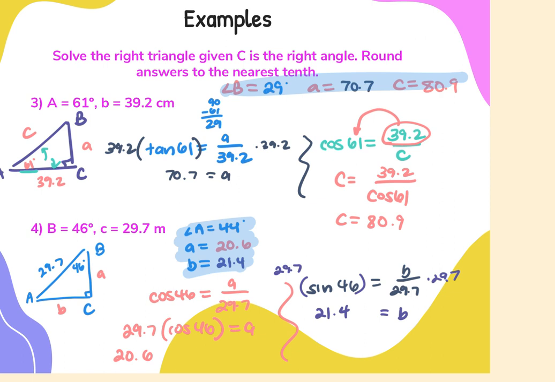Questions on those? How do you know which one's which? It depends on what side you're looking for and what you're given. So if my angle is here and I want to find A, A is adjacent and I'm given the hypotenuse. Adjacent and hypotenuse is cosine. If I want to find B, now it's opposite and I'm given the hypotenuse, so that's sine. It depends on what you're given and what you're looking for.